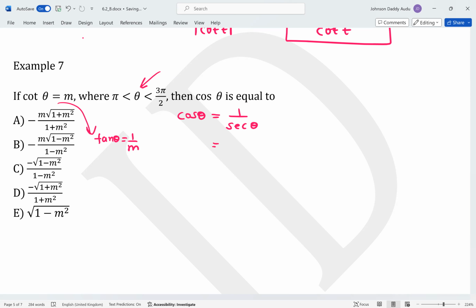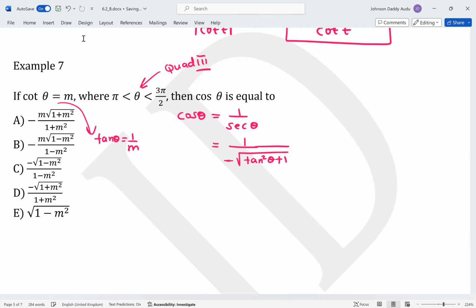So now I can write this as 1 over plus or minus the square root of 1 plus tan squared theta. Don't worry, we will see which one is better, whether we are going to use the plus or minus. Since we are in quadrant 3, we know that sec is negative. So we're going to use negative here.